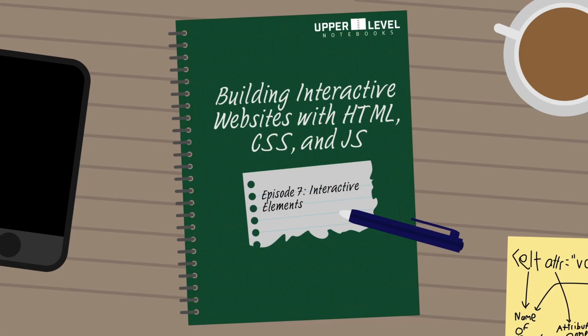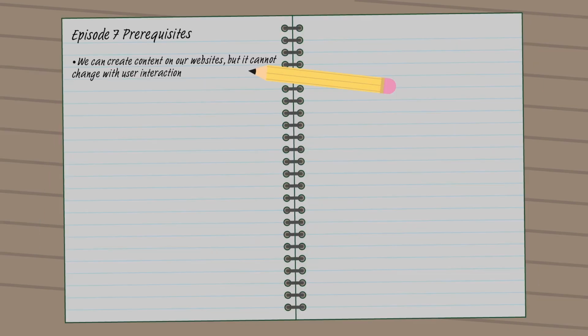Welcome to episode 7 of the Building Interactive website series, where we'll learn how to actually add interactive elements to our web pages. So as of right now, we're able to create content on our websites, but users are not able to physically interact with the content. To fix this, we need some interactive elements to make the user experience more interesting.